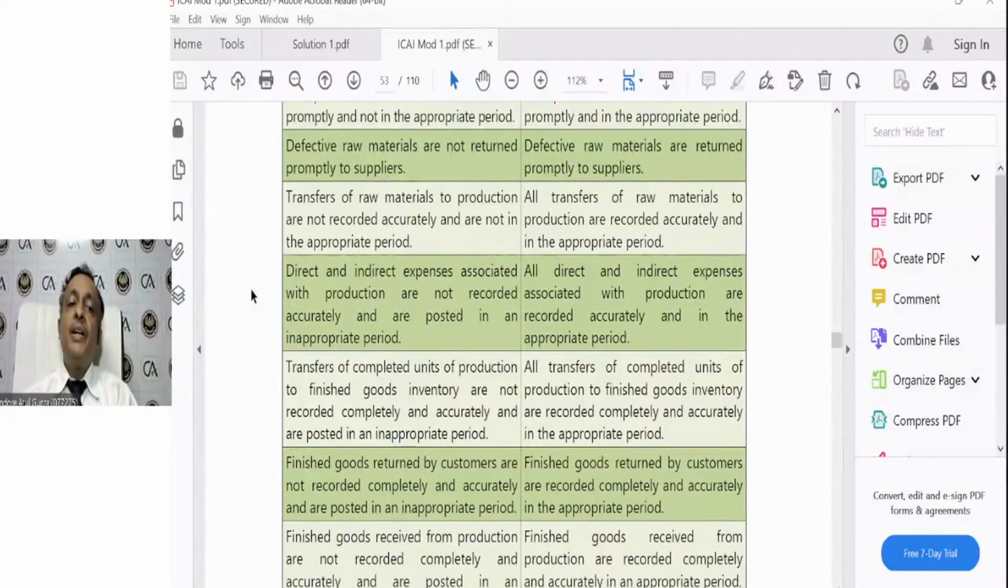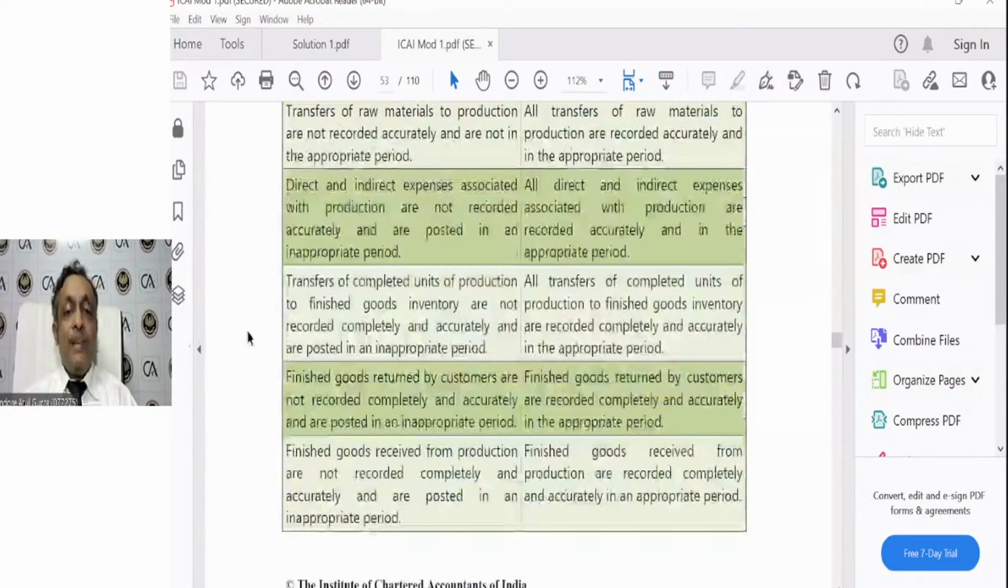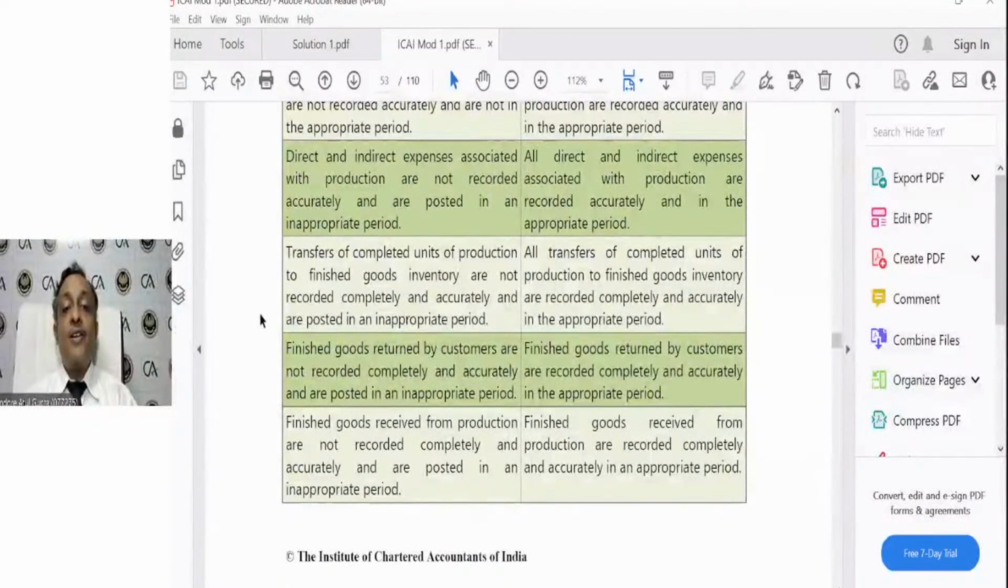Then transfer of completed units of production to a finished goods inventory are not recorded completely and accurately and posted in an inappropriate period. It's an accounting disaster. It has to be done very thoroughly. Then finished goods returned by customers are not recorded completely.